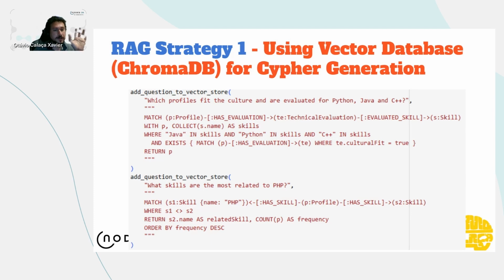So maybe the LLM will be able to answer that even without this example. But the idea of providing examples is to improve or to reduce the hallucination of the LLM when generating the Cypher query. So in this case, I pass the question and a Cypher query that answers this question.